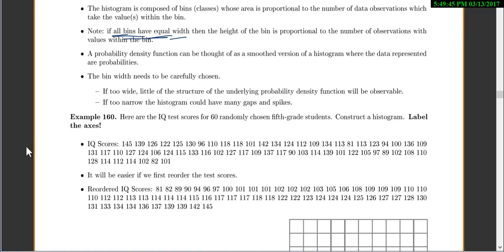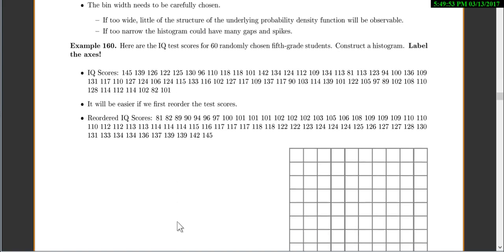So again, if we have these IQ scores and we want to do a histogram, the first thing you want to do is always reorder them. Actually put them in order. And then we'll pick some bins. This isn't a right or wrong thing, there's not one that you need to do. So we'll make up our bins, and then in each one we'll do a count, or the frequency. We'll see how many there are in each category.